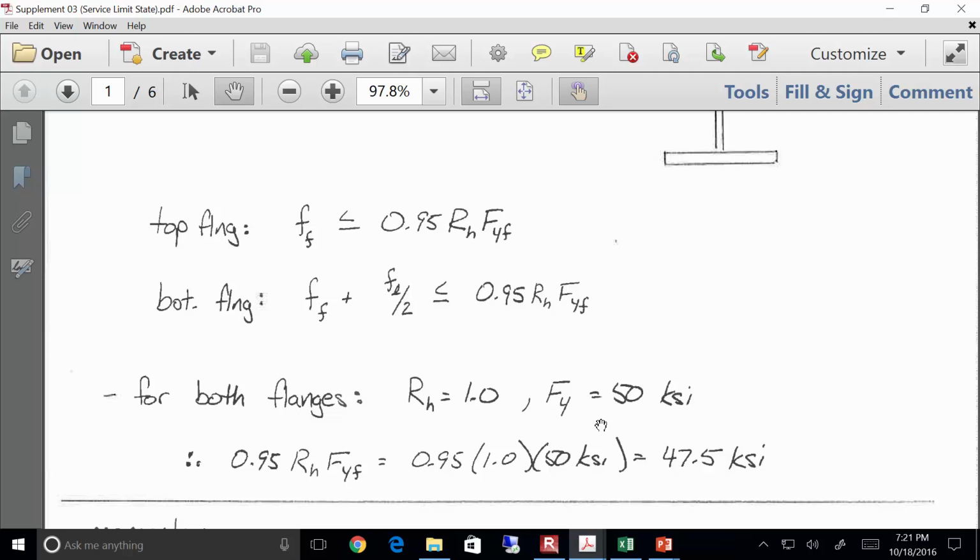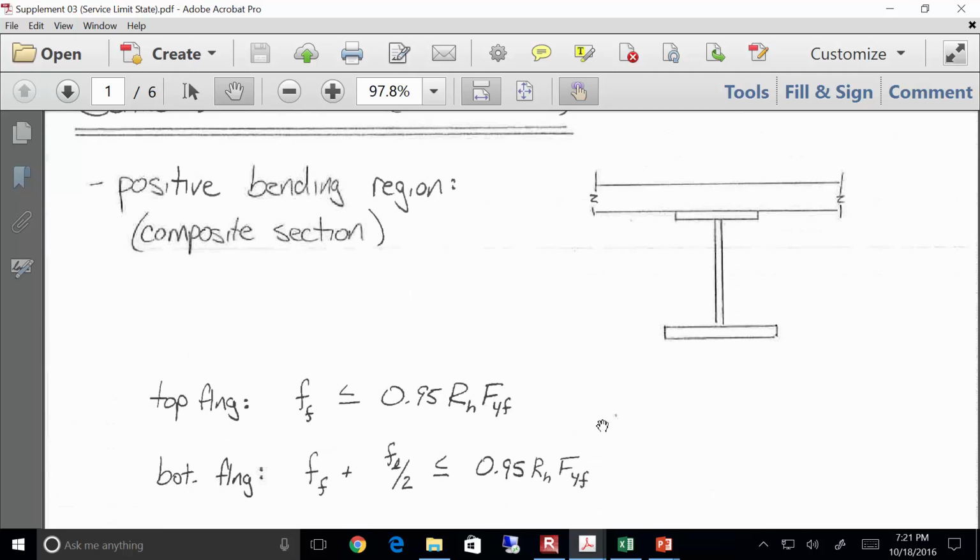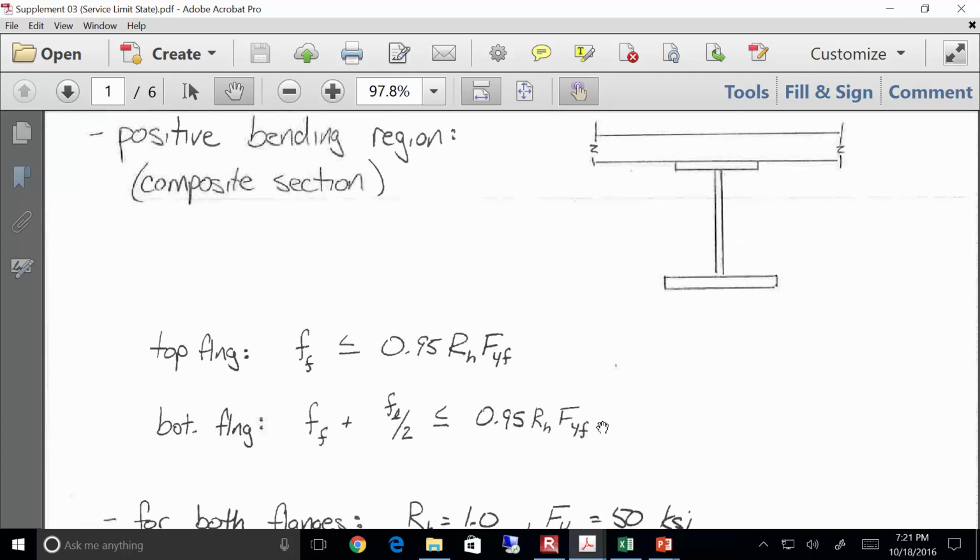Any questions so far? Now, you all are engineers, so I want you to understand the equations, okay? All right. Let's look at these two equations. What's the difference in the equation from the top flange to the bottom flange? What's the difference?